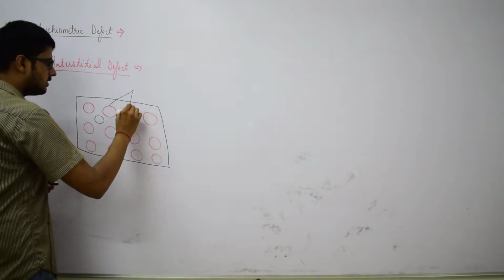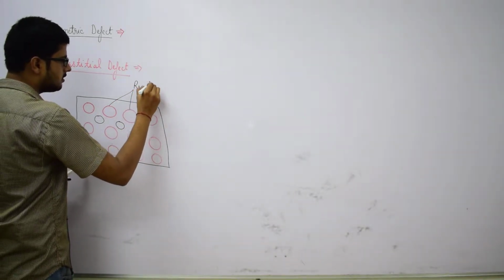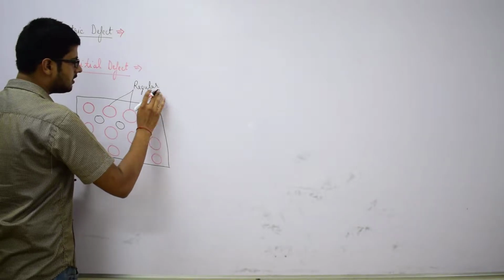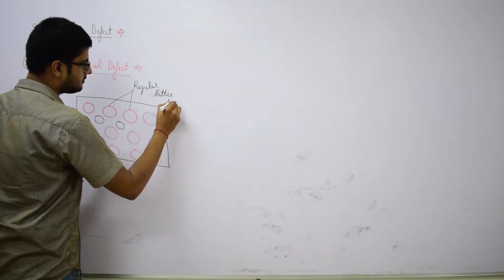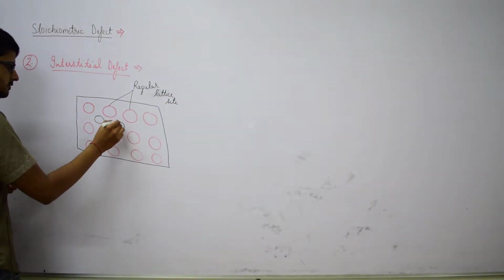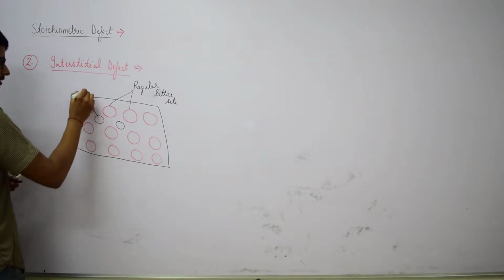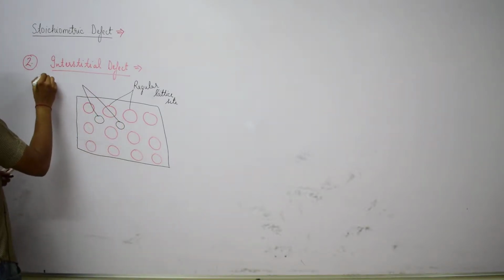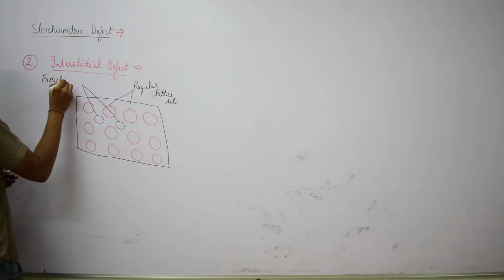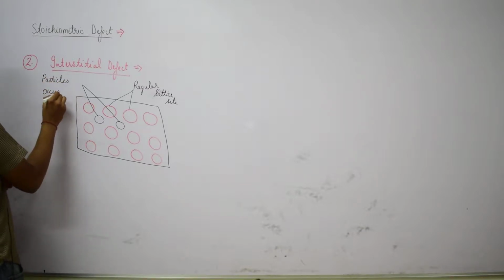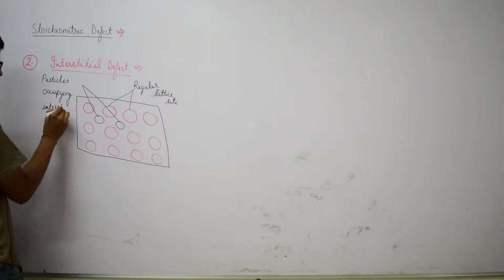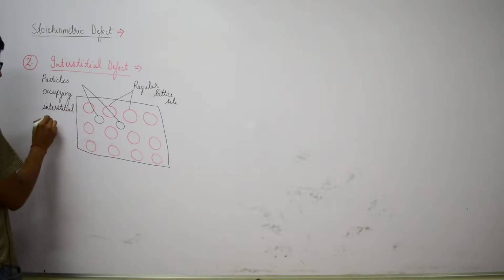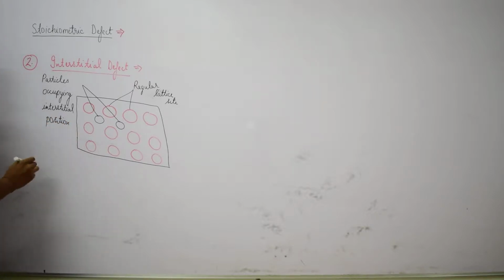So, this is the regular lattice site, and these black circles are representing particles occupying interstitial positions.